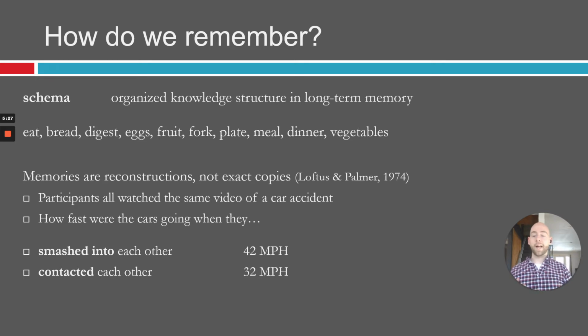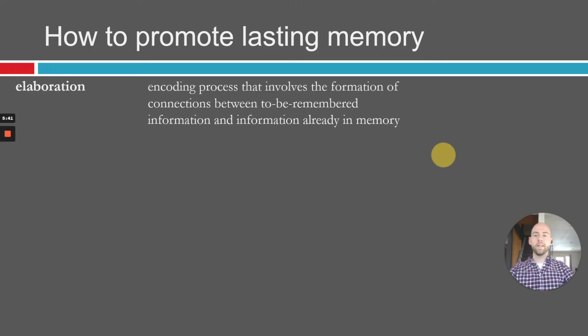So people were activating their schemas of like a violent car crash when they heard "smashed into," and activating their schemas of like a fender bender when they heard "contacted." So the concepts and the words that we're using can affect the way that we remember things. So that has to do, of course, with accuracy and bias, but maybe more interesting or more useful, perhaps, is how we can promote lasting memory.